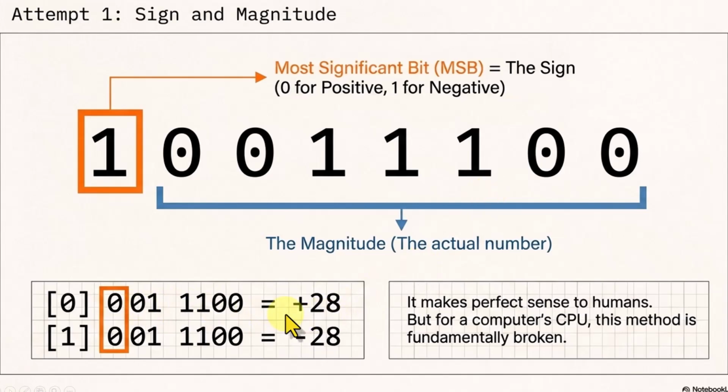The same thing here: positive 28, our most significant bit is 0, so it is positive, and here it is negative. That bit is separate from the rest of the number itself. So 0 means positive and 1 means negative. It makes perfect sense to humans, but for a computer CPU, this method is fundamentally broken. We can use it, but we will have some problems, and we will talk about the solutions for those problems.